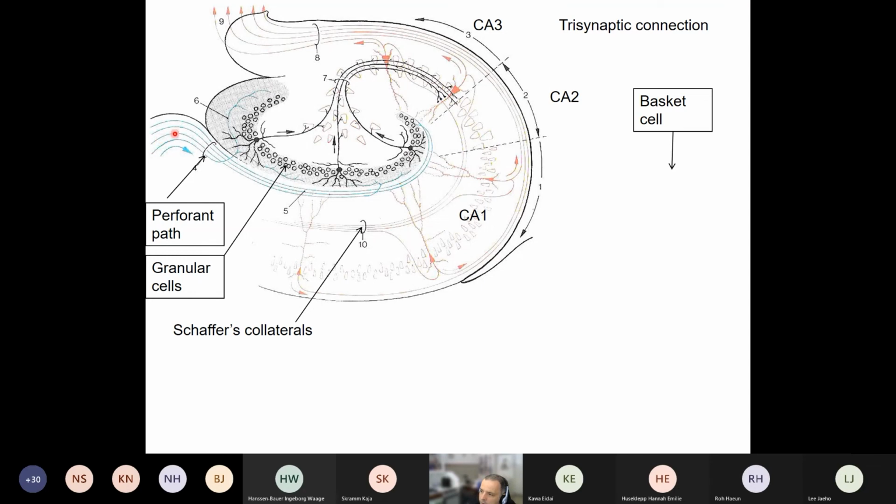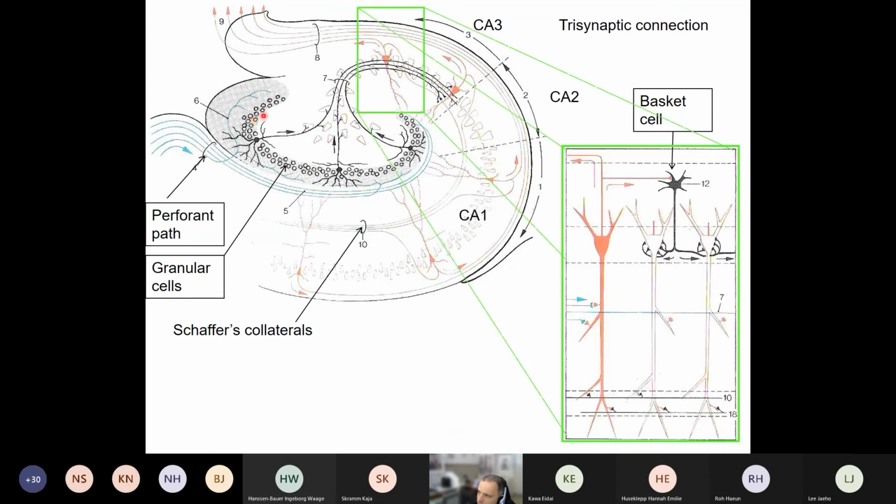From the parahippocampal gyrus, the so-called perforant pathway comes, and it synapses with the granular cells of the dentate gyrus. And these granular cells will synapse mainly with the apical dendrites of the pyramidal cells here. And from the pyramidal cells, the efferent pathway arises, which finally contributes to the fornix.